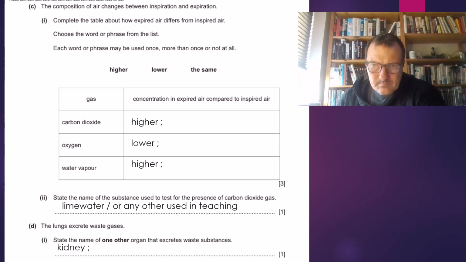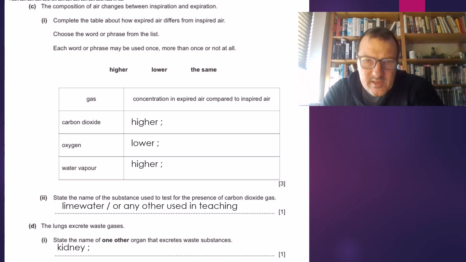So expired air will of course contain more CO2 than inspired air because we use our process of expiring to get rid of CO2. Oxygen will be lower as some of the oxygen has been used, and water vapor will, well, normally be higher unless you are in a very, very moist environment.